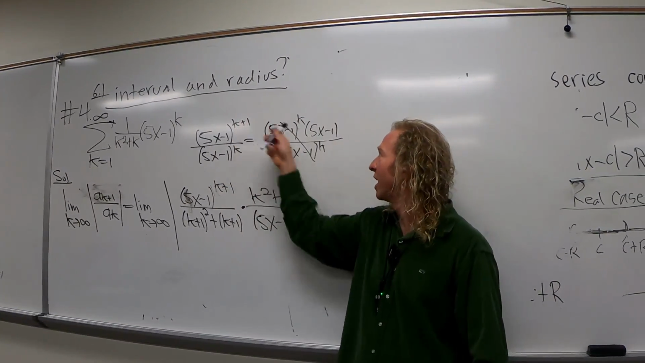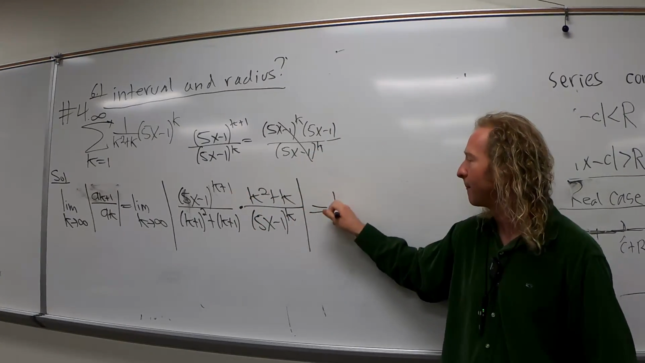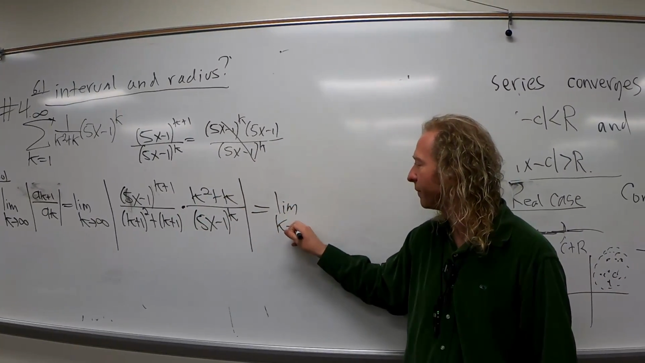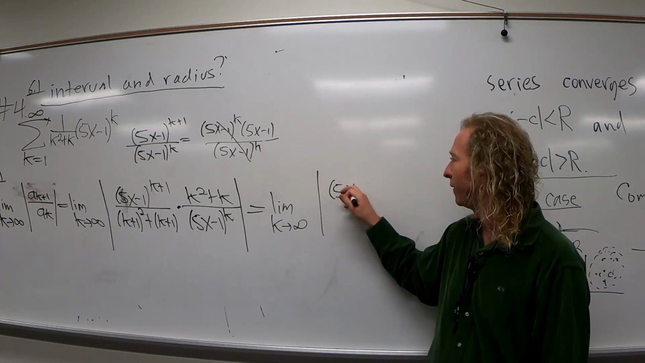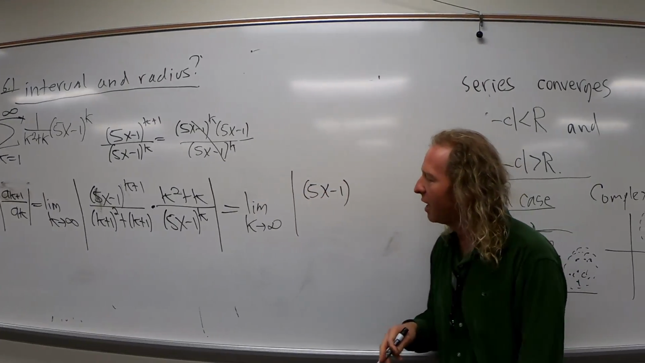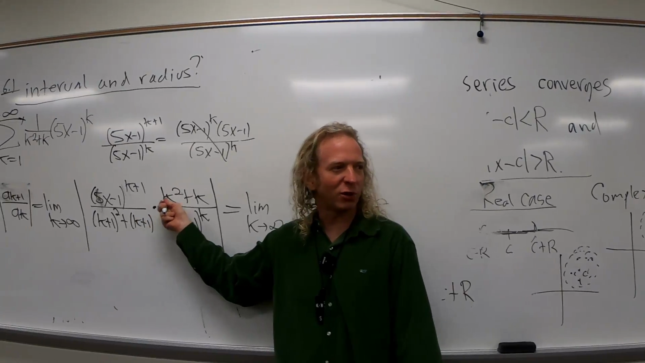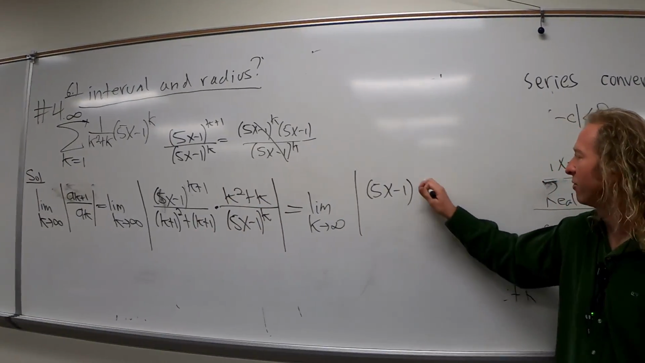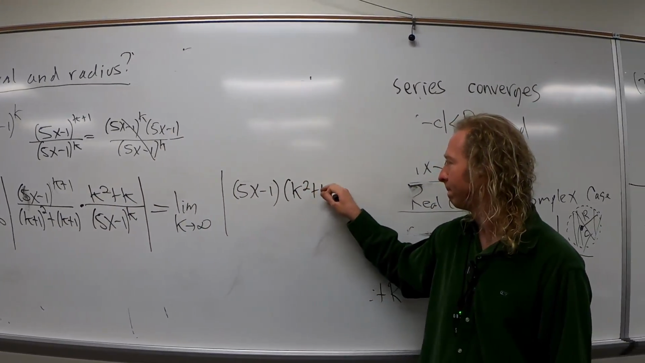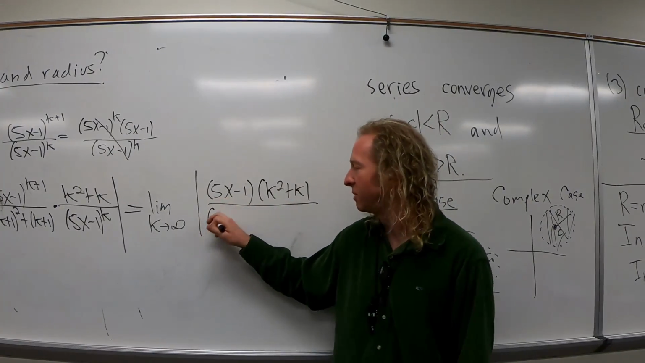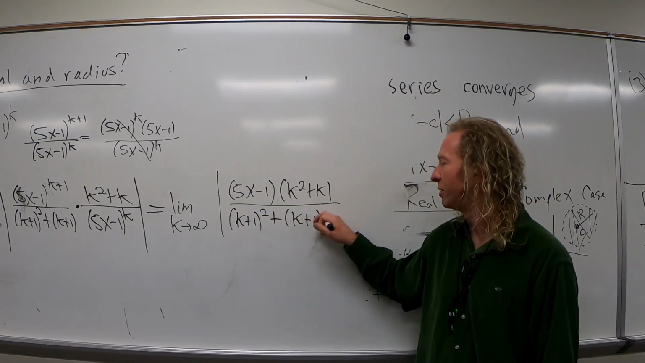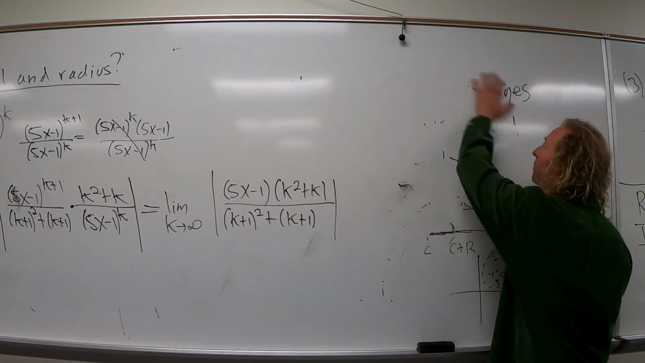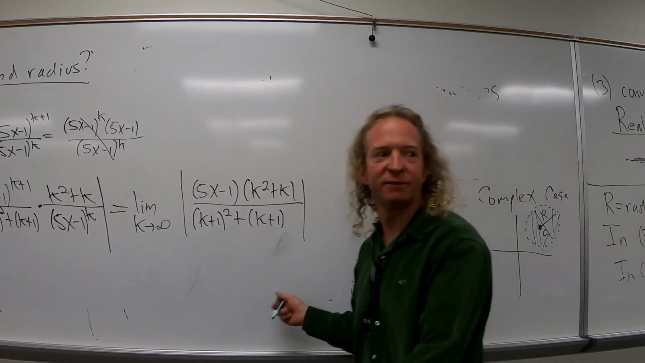So in case you forgot, we're left with the limit as k goes to infinity. So here we have absolute value, parentheses 5x minus 1. And I'm going to go ahead and just rewrite these again. So we have k squared plus k, and then we have this piece down here. So we have k squared plus k over, and then we have the bottom piece, k plus 1 squared plus k plus 1, parentheses, absolute value. So we are there.